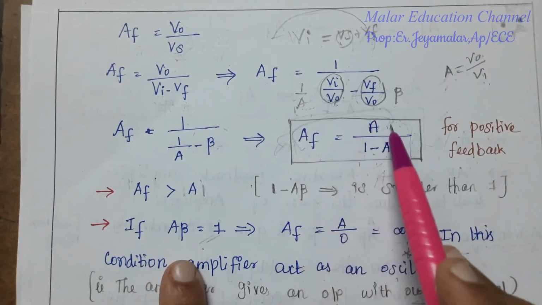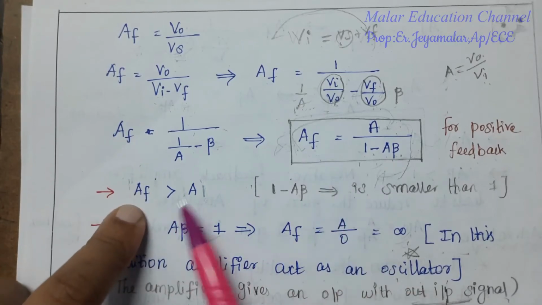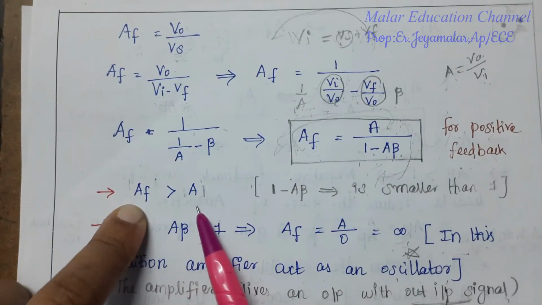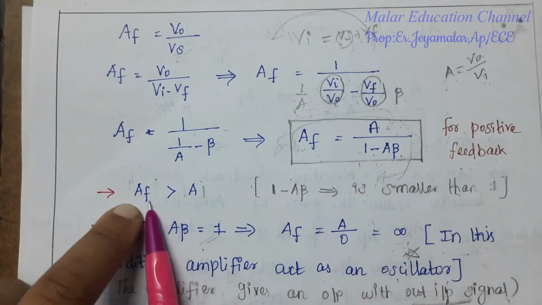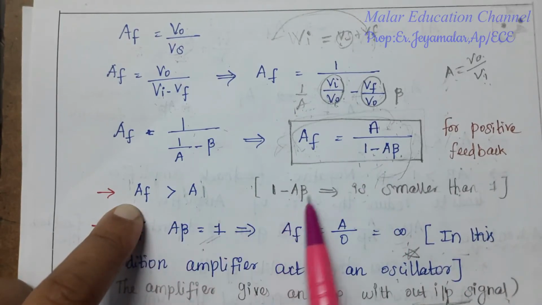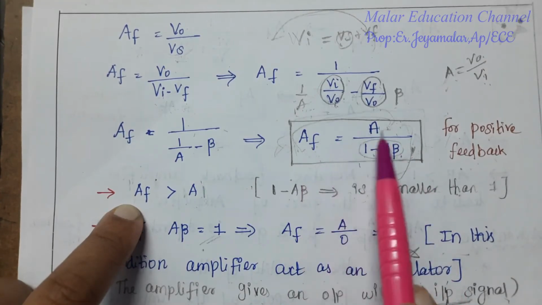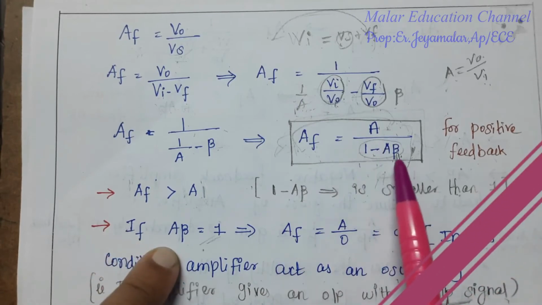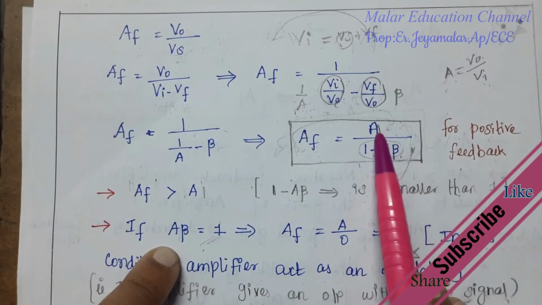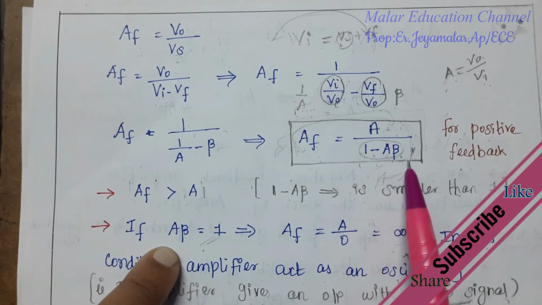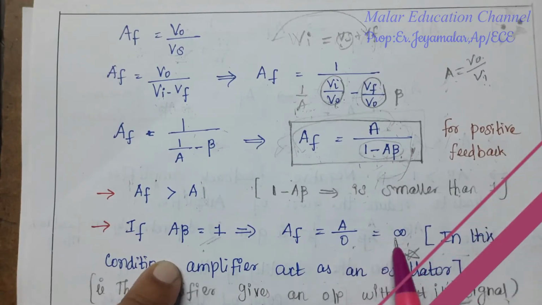To compare the ordinary gain and feedback gain, if AF greater than A means 1 minus A beta is smaller, isn't it? Then only we get the answer as AF greater than A. Next step, if we substitute A beta equal to 1, what happened? Numerator is A divided by 1 minus 1 equal to 0, isn't it? So any number in the numerator divided by 0 equal to infinity.